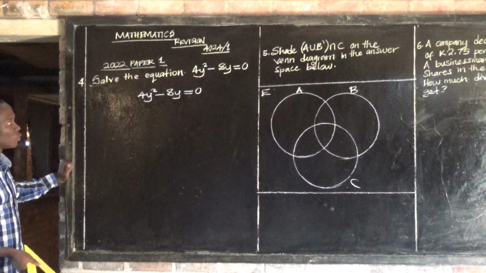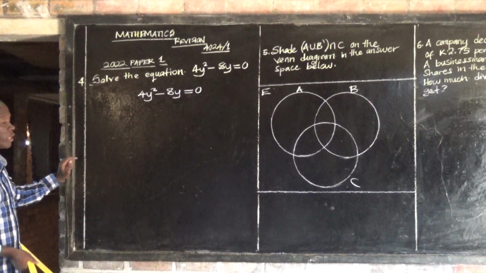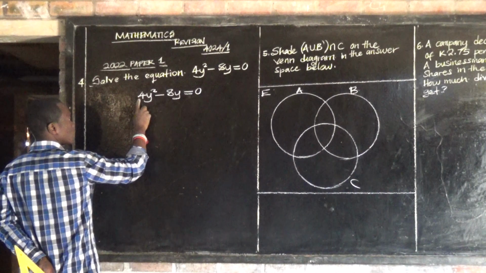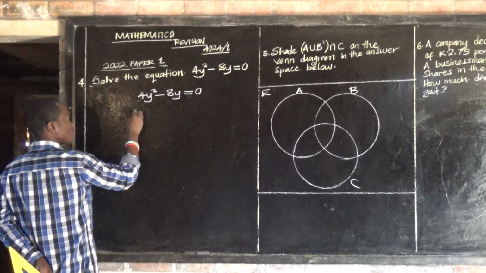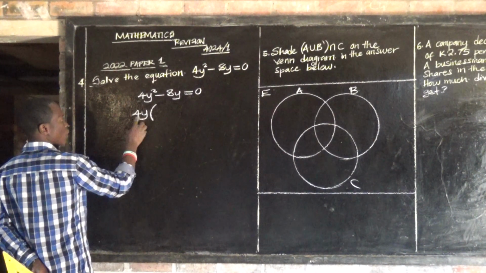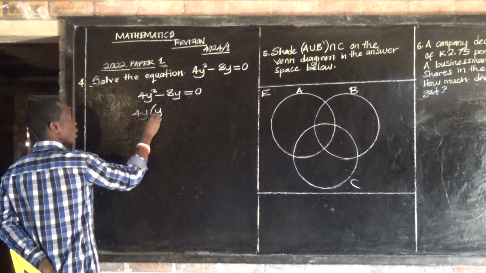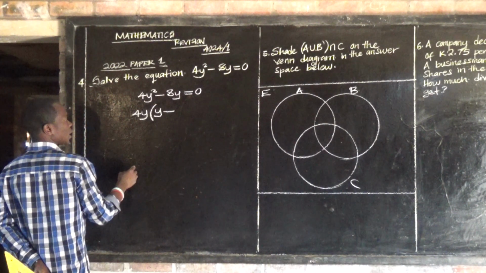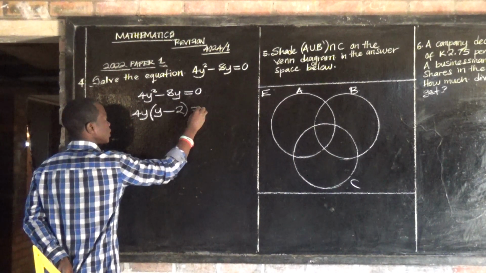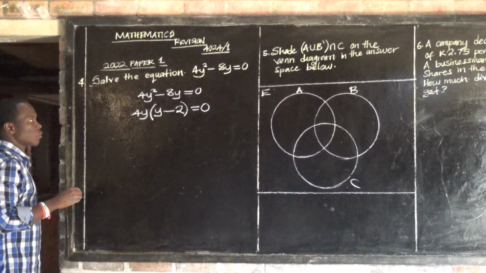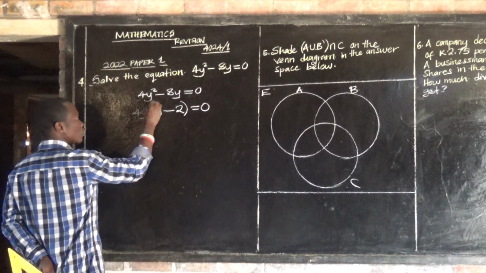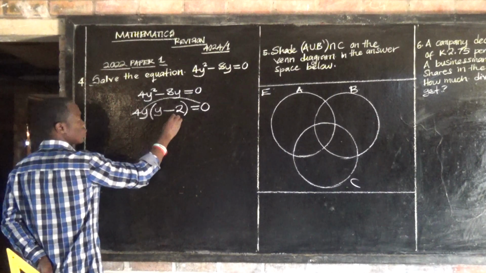So step number 1, for us to solve this one, first we are going to factorize. So in this case, let us first come up with a common factor. So our common factor is 4y. Yes. So we're going to say 4y is common. Then open up the brackets. Then 4y into 4y squared, you get y. Minus. Then 4y into 8y, you get 2. Is equal to 0. Okay? So what it means is 4y is equal to 0, and y minus 2 is equal to 0 as well.